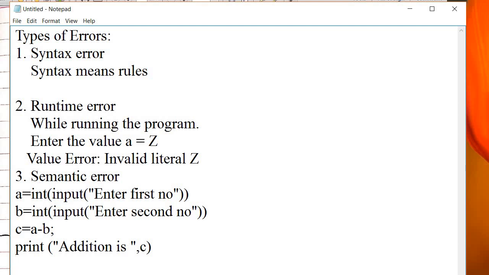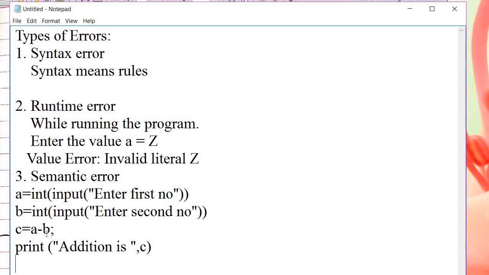Once you run it, the program runs, but I made one mistake here. Instead of typing c equals a plus b, I typed c equals a minus b. If I enter inputs like 7 and 3, I will not get 7 plus 3, I get 7 minus 3, that means 4. That means I get the result as addition is 4. That is a wrong result. This is a semantic error. Semantic error is also called a logical error. I think you understood. Okay.